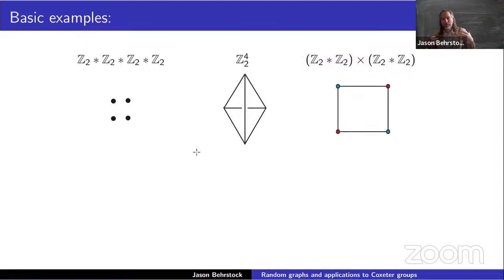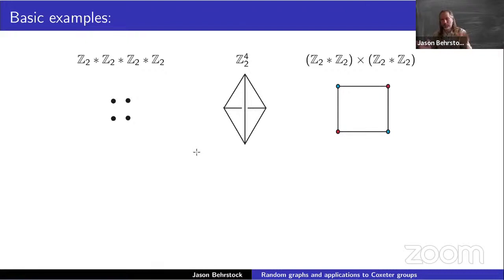So in these examples, you can write down in a very simple way exactly what the group is from this graph. And in general, you can write down the presentation explicitly in terms of the graph. And one comment that I wanted to make is that there's a folk theorem, attributed to different people, which says that two right angled Coxeter groups are isomorphic if and only if the presentation graphs are isomorphic. So the graph uniquely determines the group and vice versa.